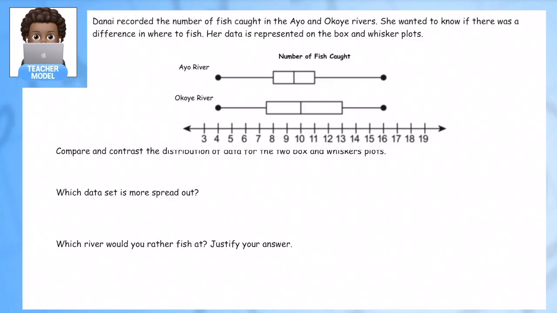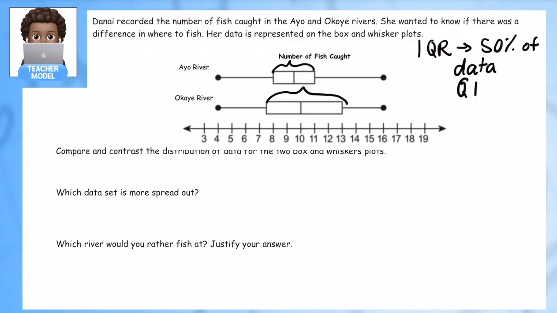Well, the bigger part that I noticed, their medians kind of look close. So between 9 and 10. So, okay, medians are pretty close together. But what do you think it means when the boxes themselves are different sizes? What does that tell you? Well, this tells us our interquartile range is different. And your interquartile range, your IQR, represents 50% of your data. It goes from Q1 to Q3.